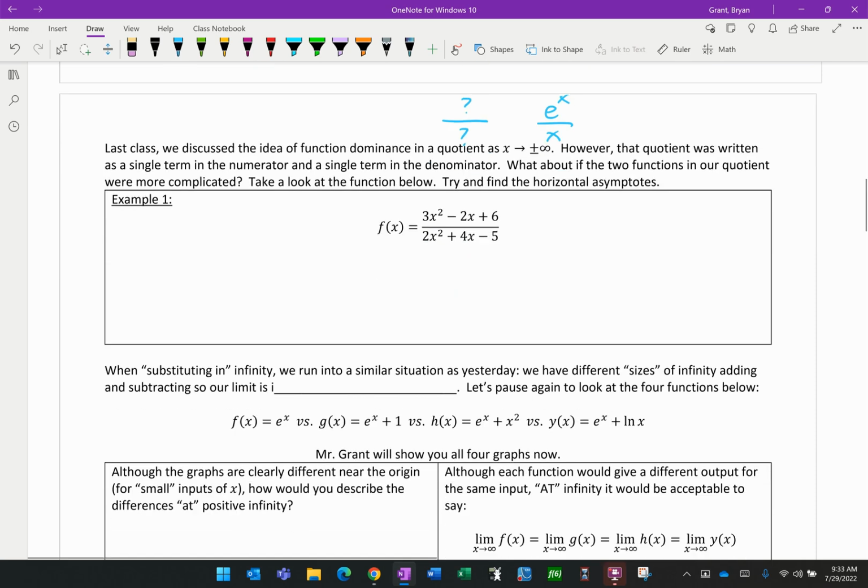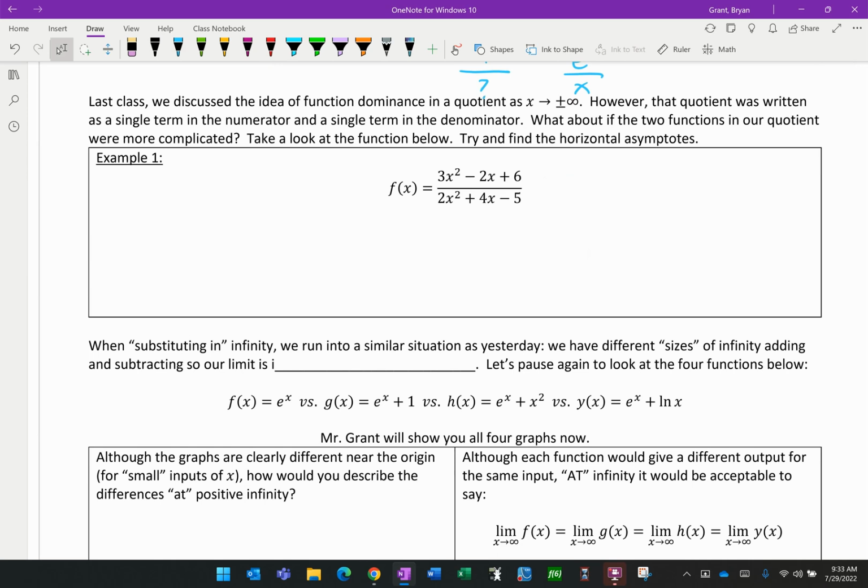Okay, let's go ahead and try to find those horizontal asymptotes. You say, okay, let's find the limit as x approaches infinity of f of x. So I'll rewrite this really quickly, like so: 3x squared minus 2x plus 6 over 2x squared plus 4x minus 5. Okay, so we end up here and we say, well, this is a little bit strange. We can't simplify anything, right? We can't start crossing off things with addition and subtraction. That's a no-go. So what can we do?